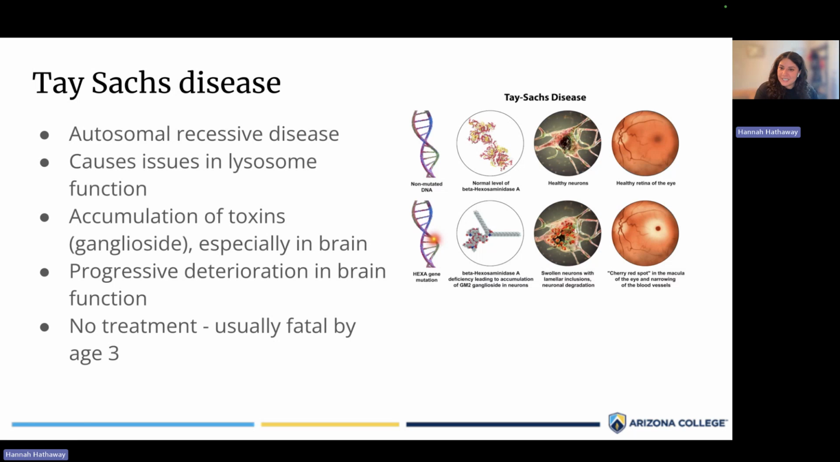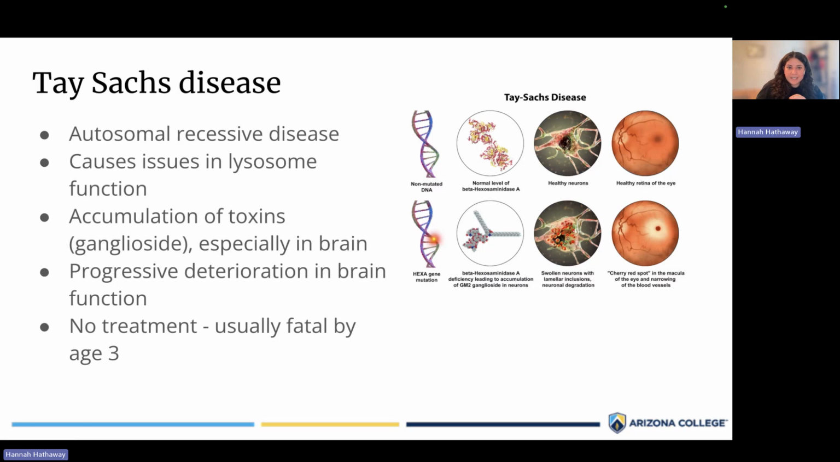Okay, the next genetic disease you need to know is Tay-Sachs disease. Tay-Sachs is also an autosomal recessive disease, meaning the only way that someone can have that disease is if they get the mutated disease allele from both parents.